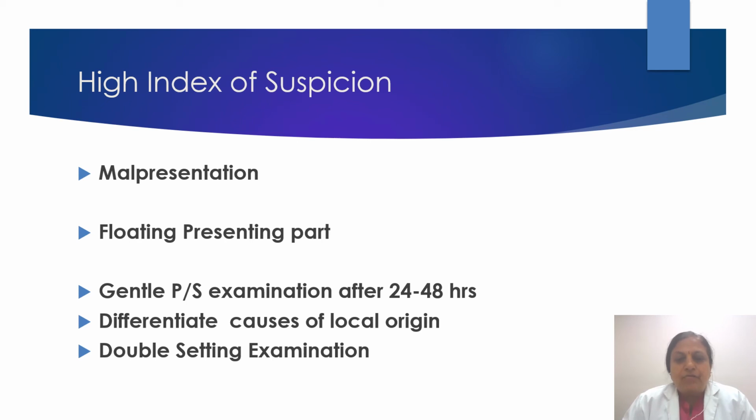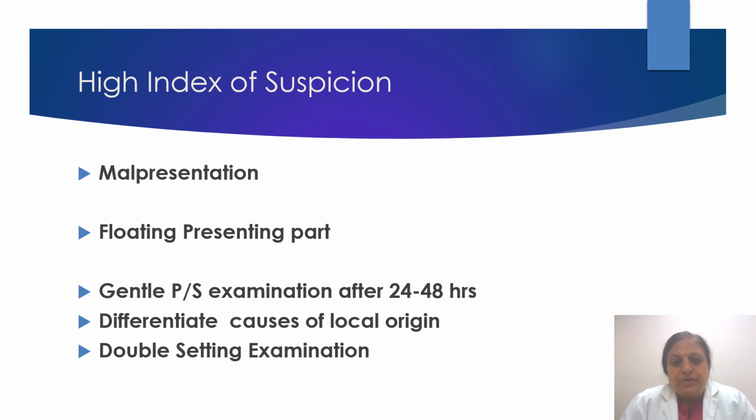When a patient with bleeding PV comes to you in late term pregnancy, you must have a high index of suspicion. If there is malpresentation, it can possibly be because of placenta previa. A floating unengaged head can be because of placenta previa. A gentle per speculum examination can be done after 24 to 48 hours. So one must refrain from doing any vaginal examination if there is any history of bleeding PV in a pregnant woman in late term pregnancy.